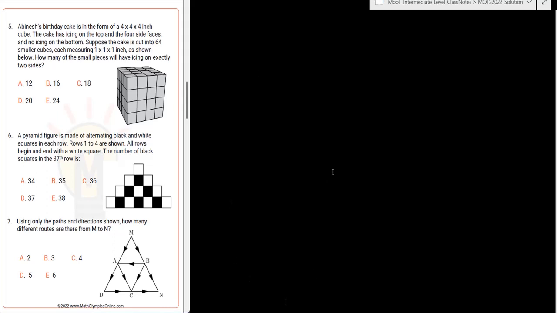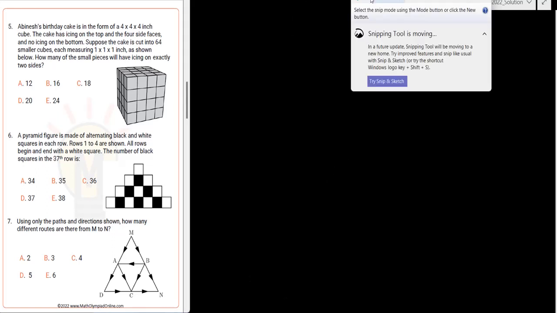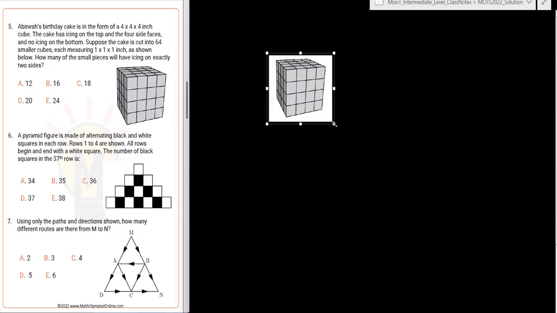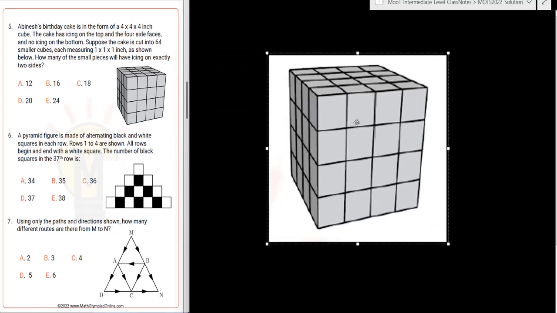Let me grab this image so that I can mark on this. Let's take this image and put it over here. Let's zoom in a little bit. Very nice. Now, imagine that this is a cake and you have icing all over, on all the sides, everywhere except the bottom. Now it is cut into all these small cubes that are shown with the solid lines here.